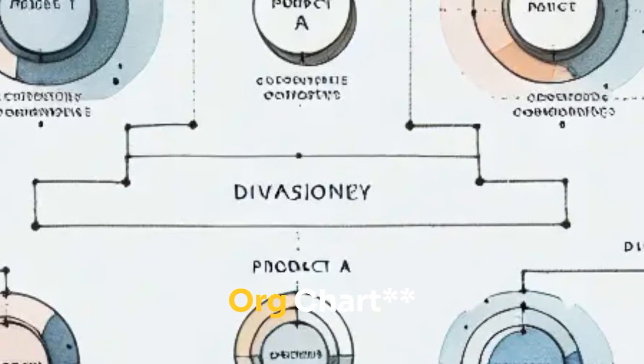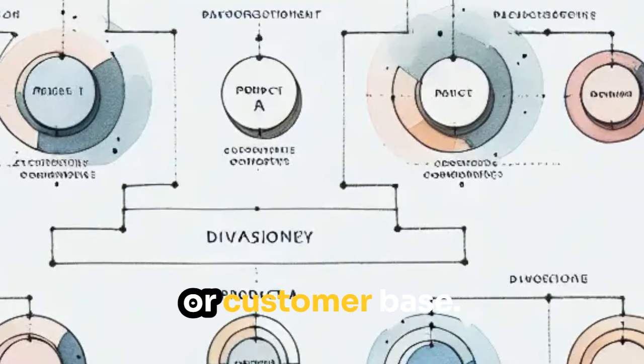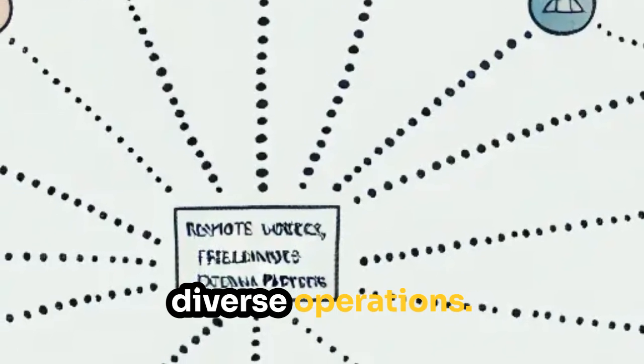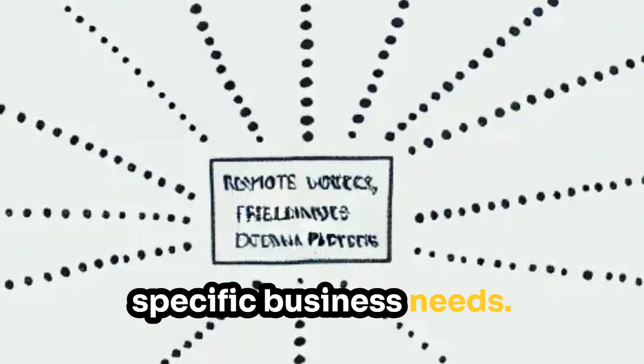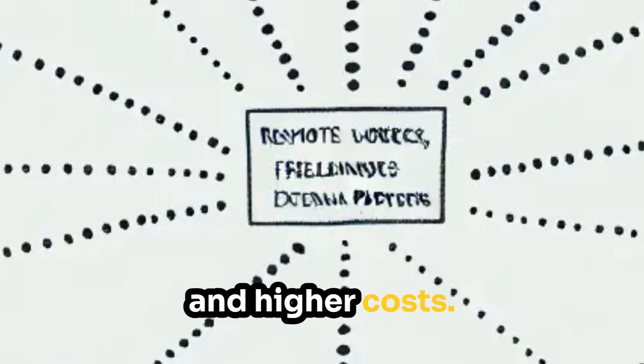4. Divisional org chart. Divides the organization by product, geography, or customer base. Best for large corporations with diverse operations. Pros: focuses teams on specific business needs. Cons: can create duplication of resources and higher costs.